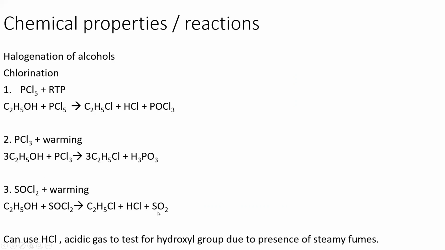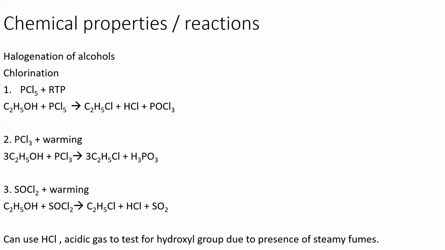Okay, let's carry on. Halogenation of alcohols. There are 3 ways to do it. It involves 3 different reactants, which are PCl5, PCl3, and SOCl2. The conditions vary for all these 3 reagents. Let's talk about PCl5 first.